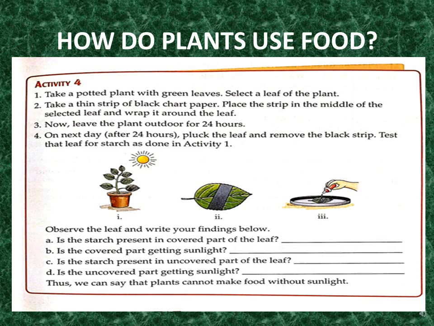That part was in the same condition as before. It was not covered. So starch was present there because that part of the leaf could make food. Is the uncovered part getting sunlight? Of course it is getting sunlight. That is why it is green. So what is proved by this activity? That the covered part of the leaf was not able to make food, and since it is not getting sunlight, food making is not possible in those parts of the leaf. Okay, so that's all about this activity.